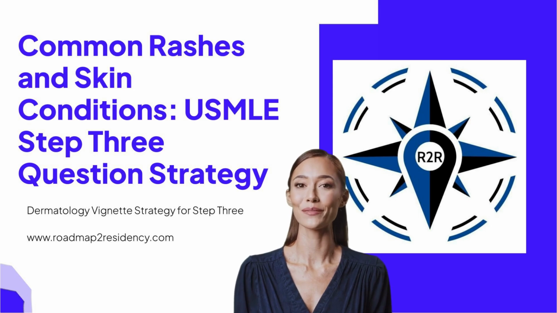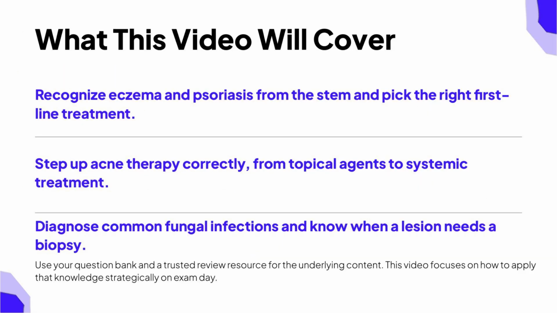Let us get started. Here is our plan. First, recognize eczema and psoriasis from a few words and pick the first-line treatment. Second, walk the acne ladder from topicals to systemic therapy, including the classic setup for oral isotretinoin. Third, cover the common fungal infections, the visual clues that separate them, and the simple test that confirms them. Finally, nail down when a lesion actually needs a biopsy, a favorite next best step question. Along the way, we will work practice questions and explain why each choice is right or wrong.